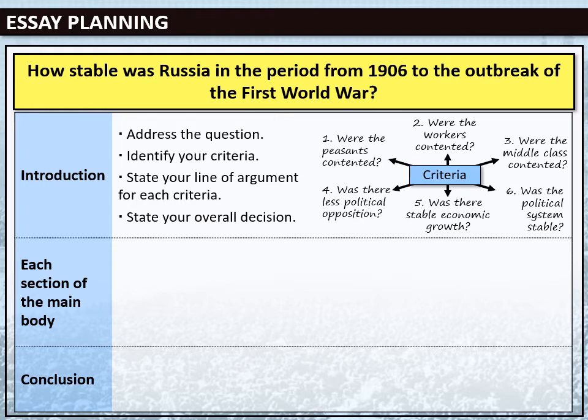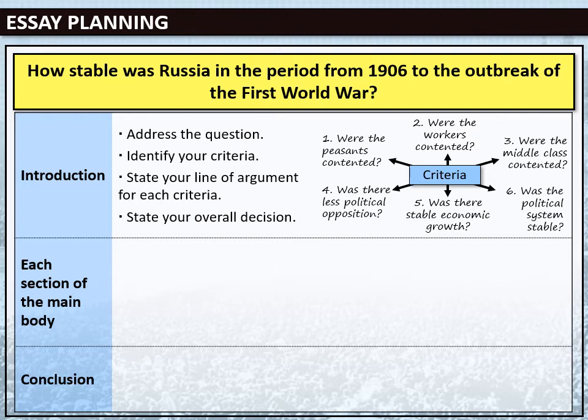Now remember, we had 6 possible criteria for measuring stability. We won't be able to write about all of them in our answer, but we could choose maybe 3 or 4 and explore them. In our introduction, we need to state what our line of argument for each criteria is going to be. In other words, what judgment are we going to make in each area?